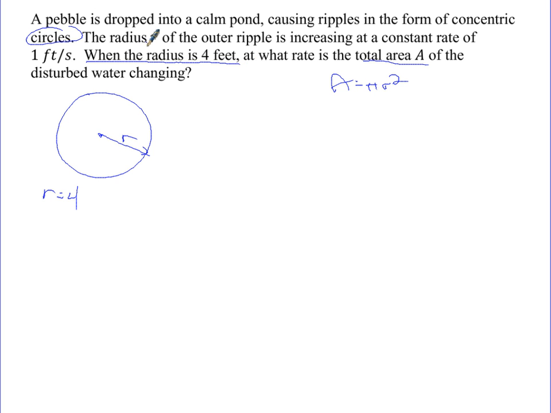The radius increases at a constant rate of 1 foot per second right here. What is that? It's not acceleration if it's a constant rate. So that would be what variable? So it's dr over dt. The rate of change of the radius with respect to time is 1 foot per second. That's dr over dt is 1 foot per second. This is 4 feet. Okay.